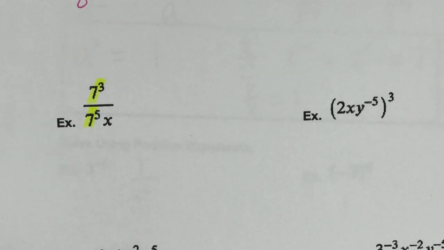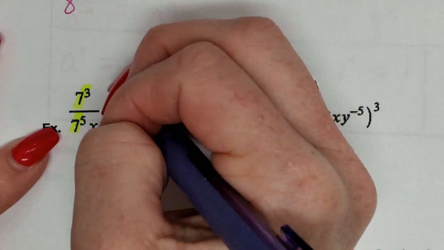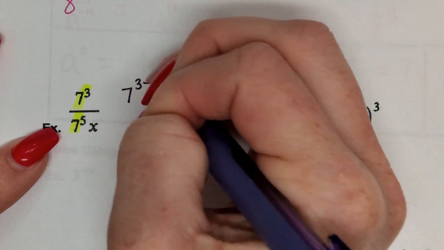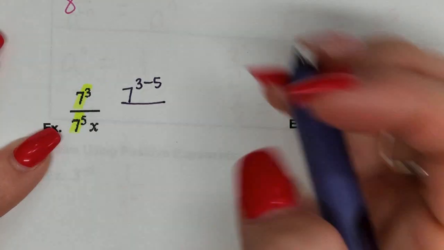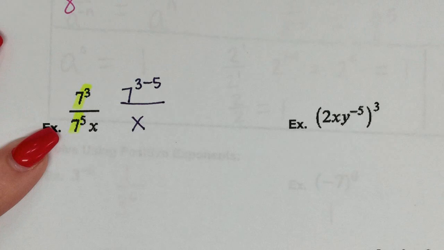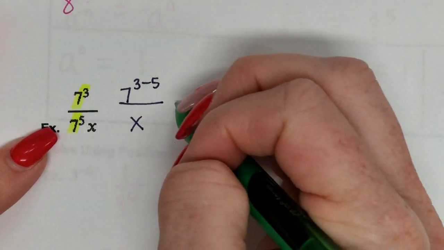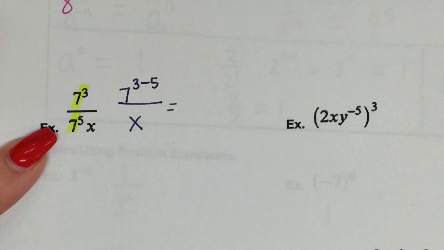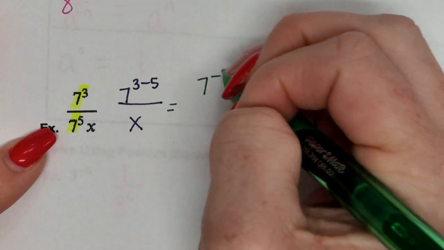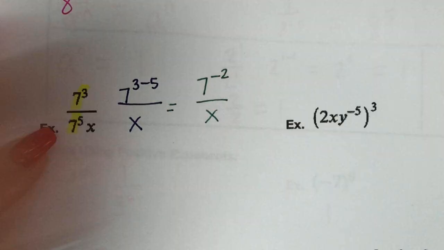Subtract. So when you subtract, you pull it to the top. Yes? So I'm going to do 7 to the 3 minus 5. Where's this x going to stay? On the bottom right now until I deal with this. Now I'm just going to simplify. What is 3 minus 5? So I have 7 to the negative 2 over x.